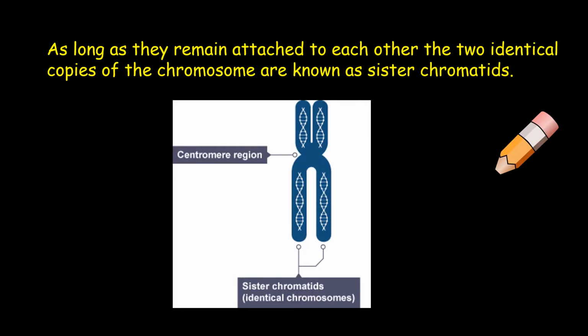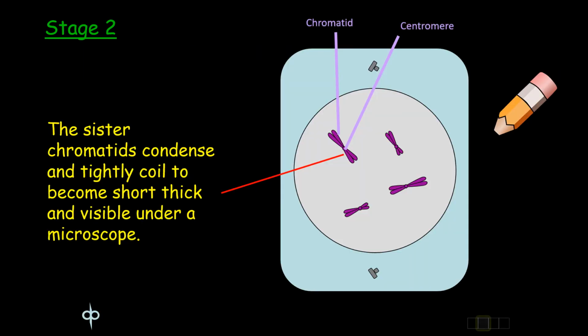It is important to note that as long as the chromatids remain attached to each other, the two identical copies of the chromosome are known as sister chromatids. They are only known as chromosomes when they are separated. In stage 2, the sister chromatids condense and tightly coil to become short, thick, and visible under a microscope. We can see that the chromosomes are still in the nucleus of the cell at this point.